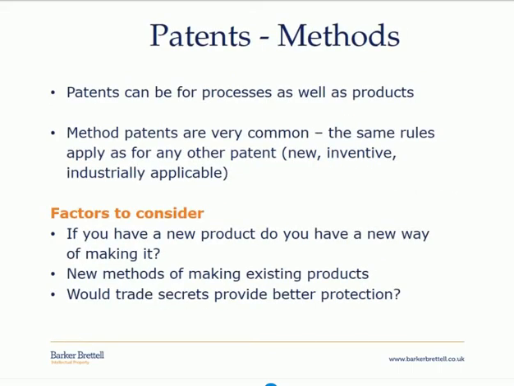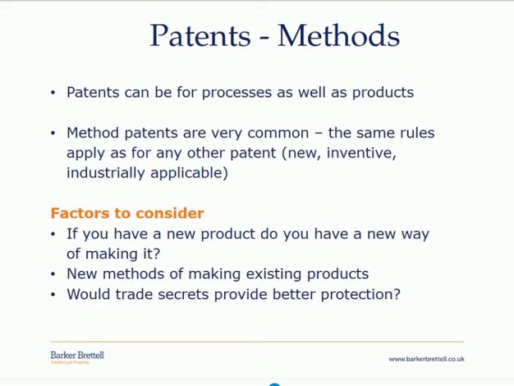So you can get patent protection for methods, processes, and uses, as well as just objects. The same rules apply in terms of being new and obvious and all the rest of it, but that could be, for example, how you make your pharmaceuticals, as well as actually what they contain. So as you're going through the product development process, if you have a new product or a new way of making it, or indeed a method for making a product that has been made previously but in a better way, you should think about whether or not to file a patent application.